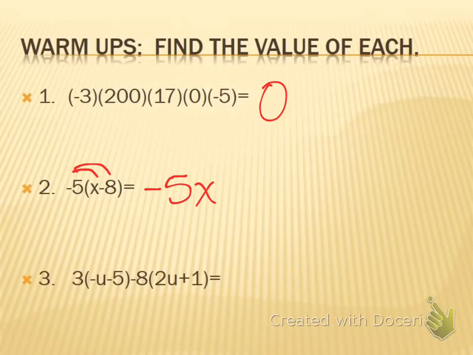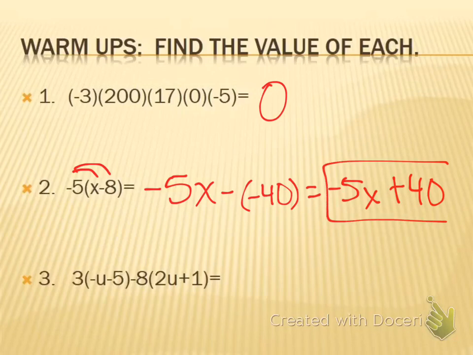So you're on the right track. We distribute that -5. That would give us -5x. And then you could keep it as a subtraction problem, minus, but this would then be a -40. So usually we would rewrite it as -5x plus 40. So we just had to distribute the -5.